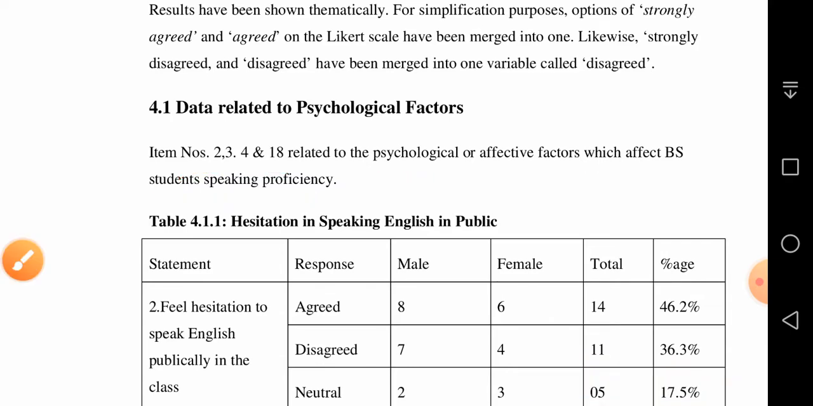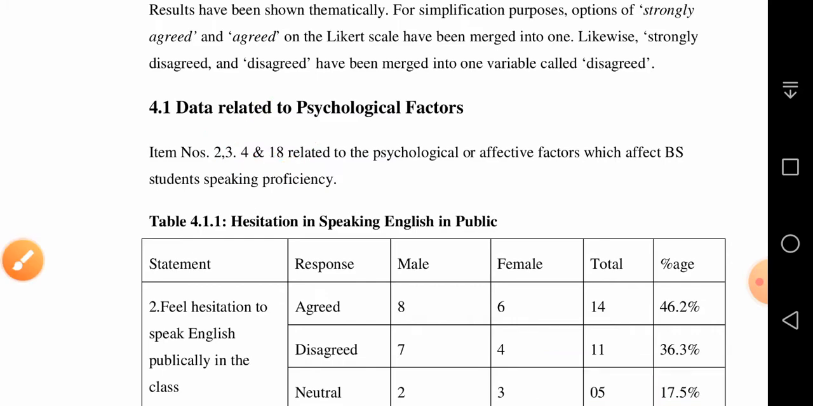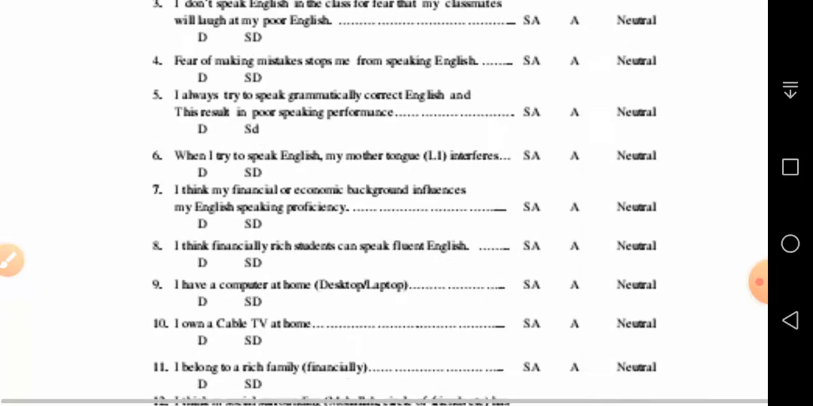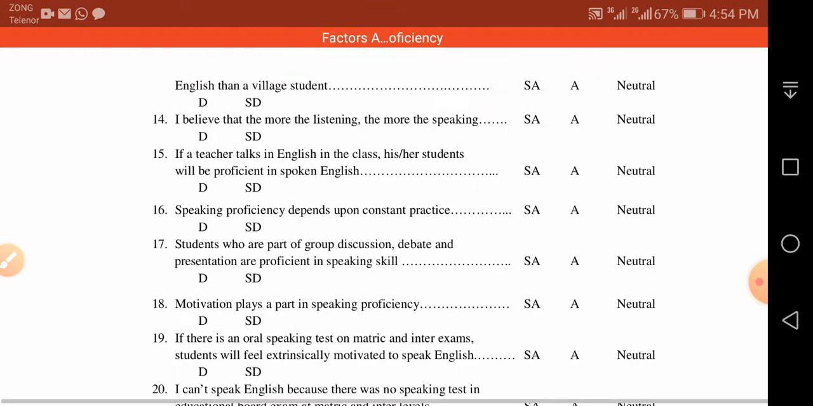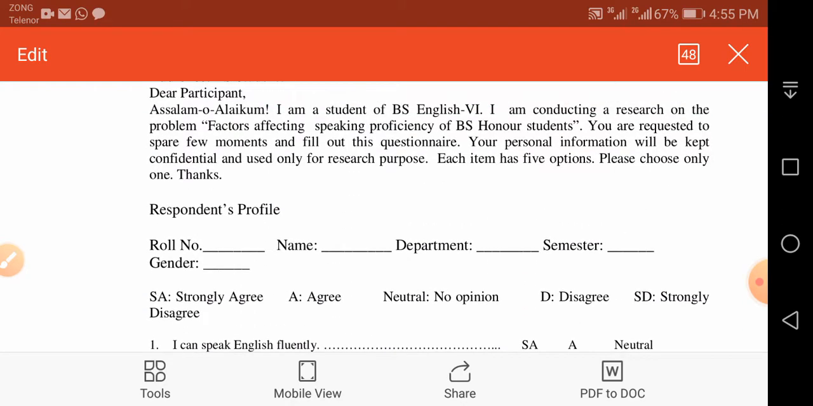Now first of all, let me show you the questionnaire and let me read questions number 2, 3, 4 and 18. So instead of saying questions on questionnaires, we say items on questionnaires. This questionnaire is placed at the end of this document. Let me scroll up for you and take you to the end of the document. So here is the questionnaire.